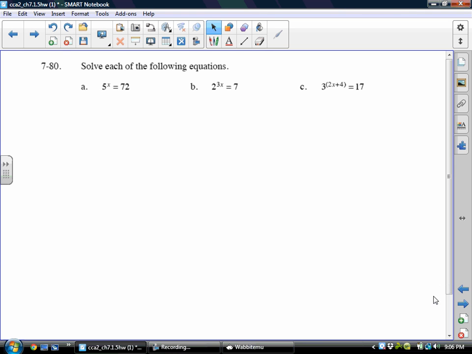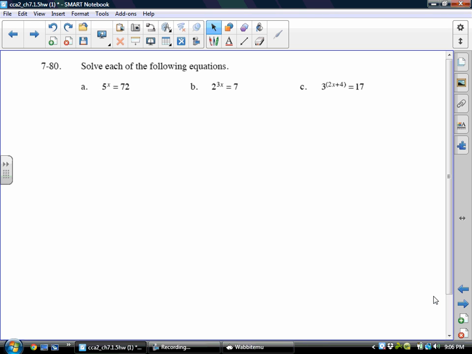This is problem 7-80 from section 7.1.5. Solve each of the following equations. If we look at all three of these equations, part A, B, and C, what do you notice about what the exponent is? Well, we notice the exponent is where the variable is.